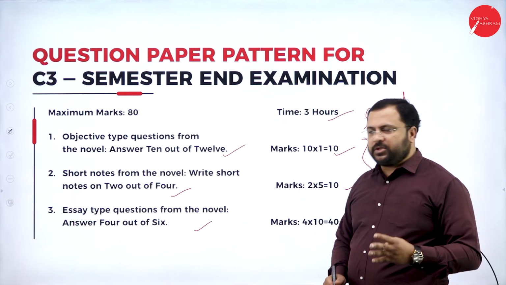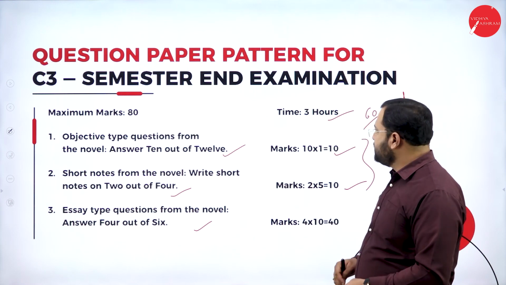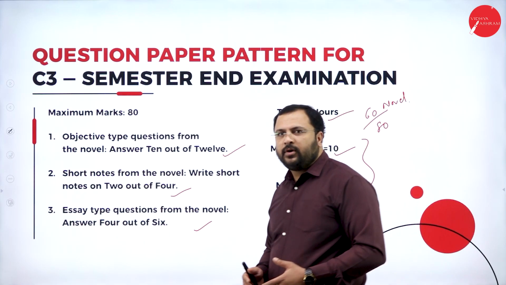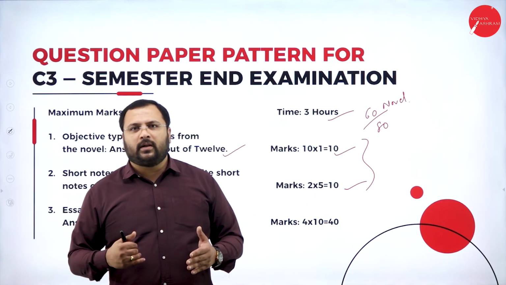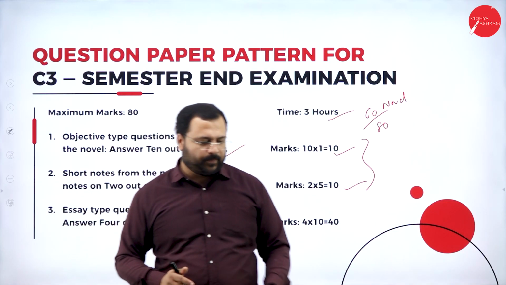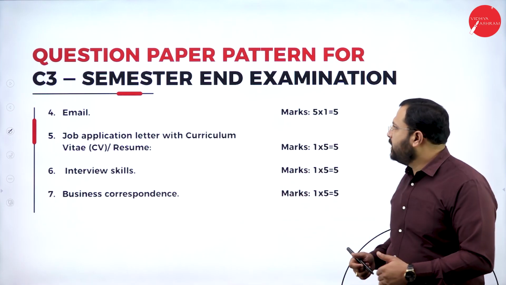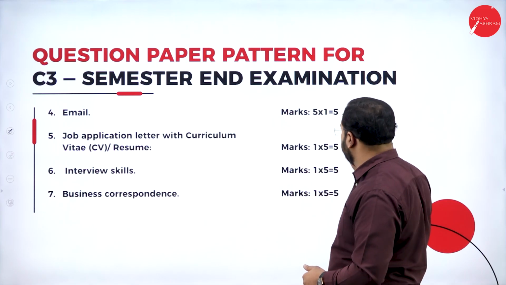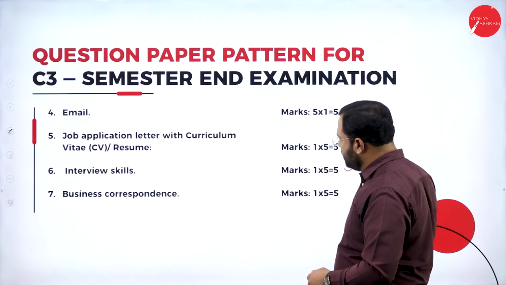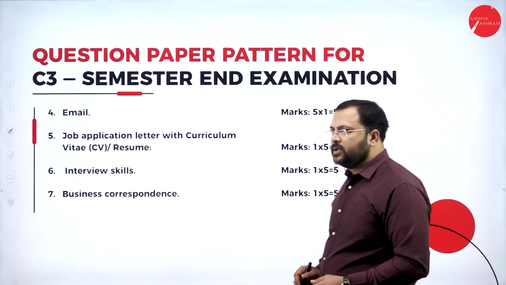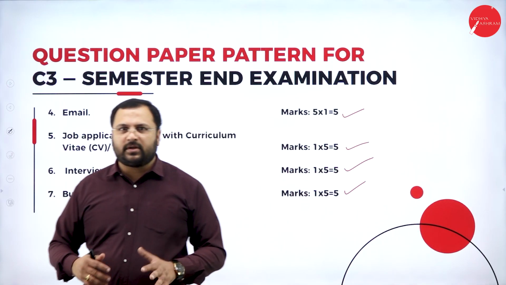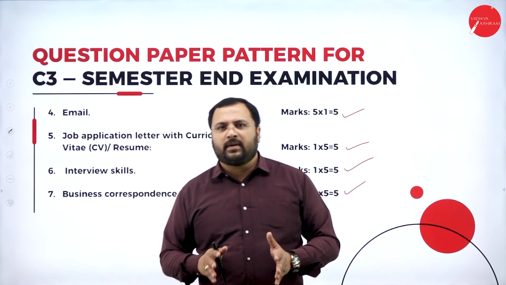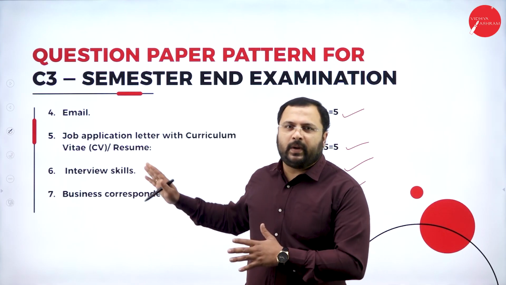So long answers, 4 questions. Short answers, 2 questions. And objective type questions, 10. So you have to thoroughly go into the novel and read everything without missing anything. And the remaining 20 marks goes for the language component. How is it divided? So email writing, you have 5 marks. Job application letter with CV, 5 marks. Interview skills, 5 marks. Business correspondence, 5 marks. So the question paper is also a bit easy if you understood everything. So scoring is not an issue. You need to give some time, study, understand, and then do well in the examination.